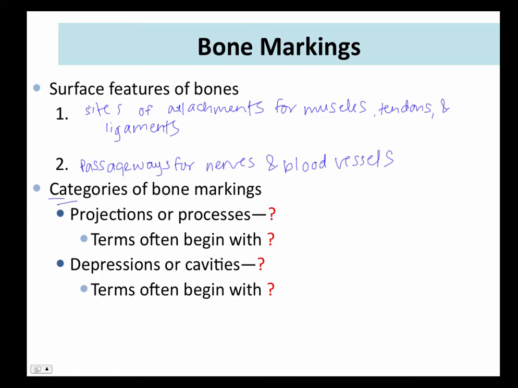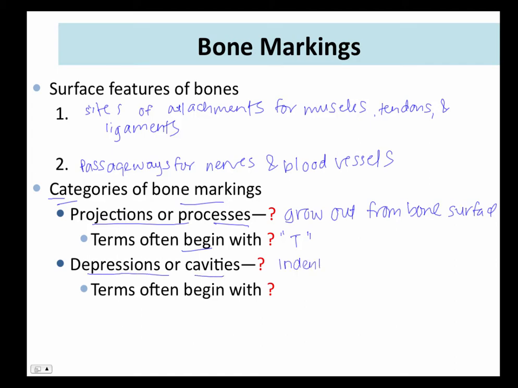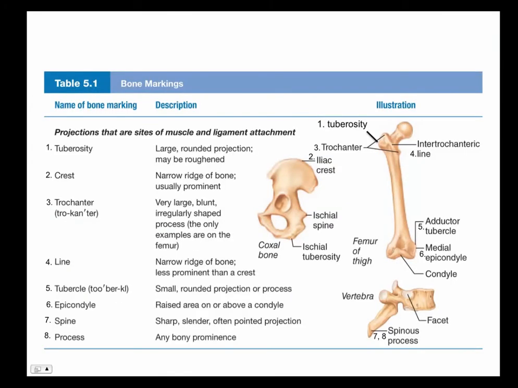And there are different categories that we give to these different bone markings. They can be projections or processes, in which case they're going to grow out from the bone surface. They often begin with the letter T, so we'll see tuberosity, trochanter, or they can be depressions or cavities, in which case they're considered indentations. And they often begin with the letter F. So we'll see facets as an example, among many others.